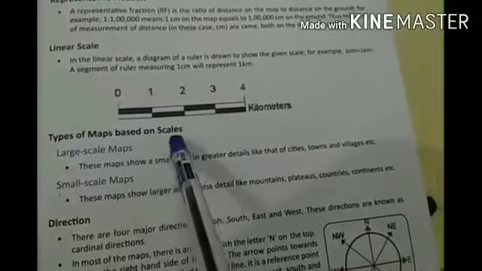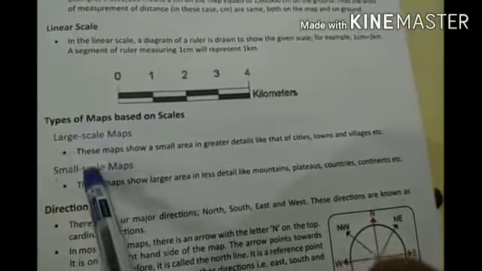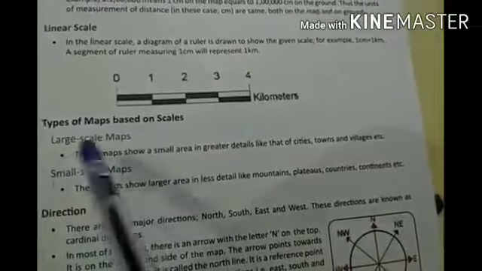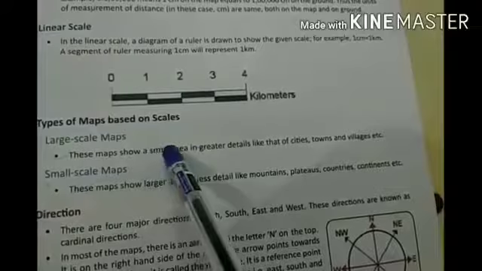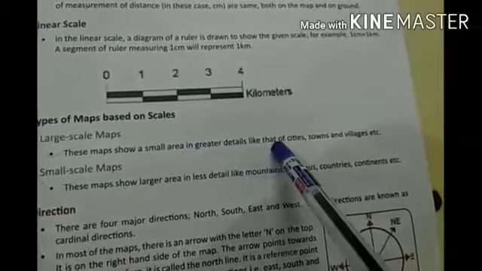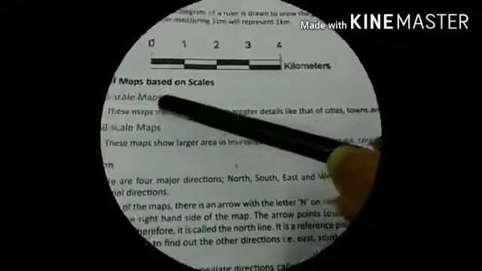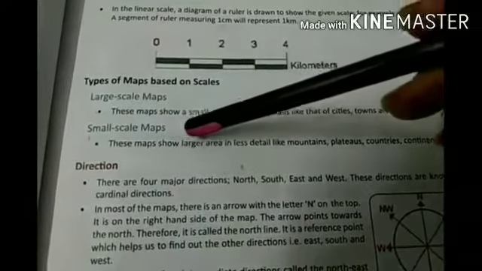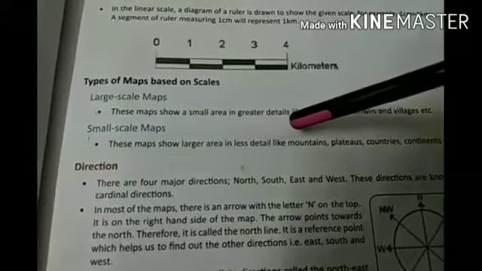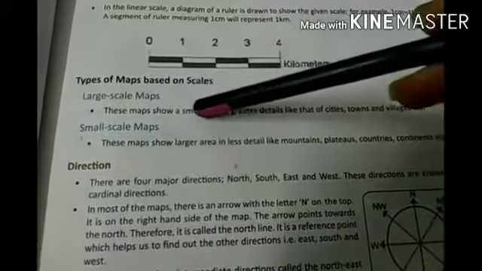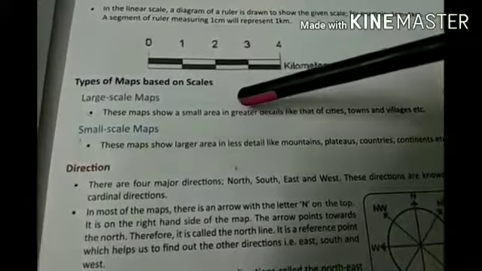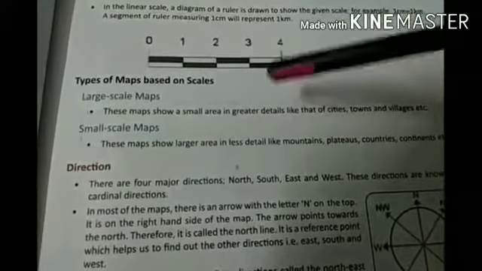Types of maps based on scales. Now there are 2 types of maps which are based on scale: large scale maps and small scale maps. Large scale maps, these maps show a small area in greater details like that of cities, towns and villages. We talk about large scale maps. So as I have read just now, the large scale maps show a small area in greater details. That means in more details. Like for example, you can take cities, towns and villages.